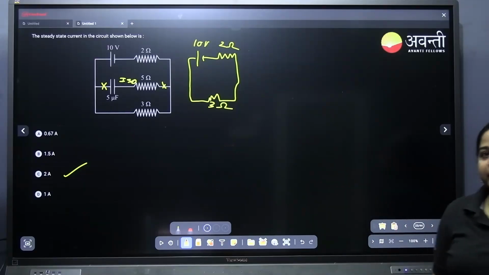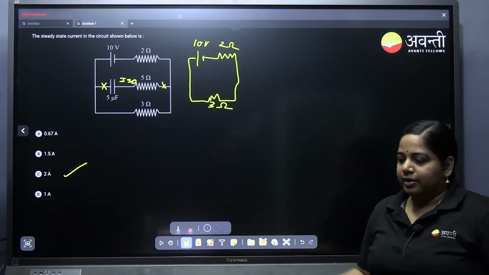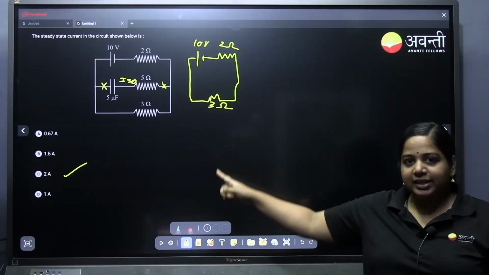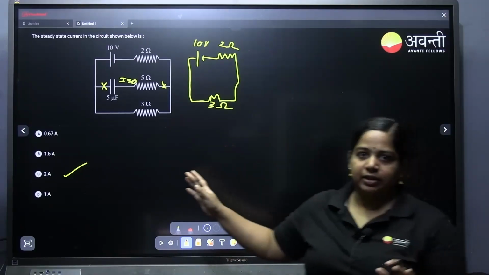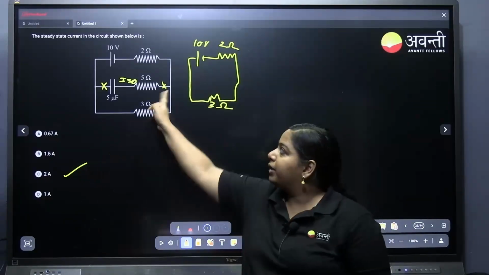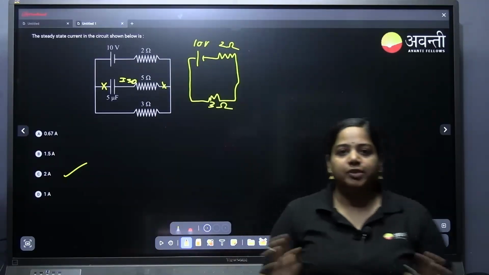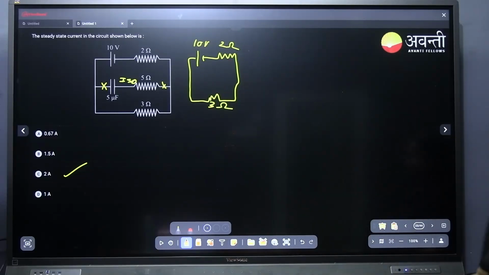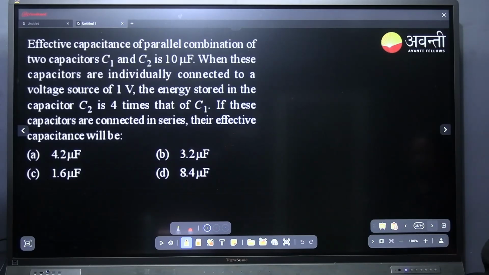Okay, everybody understood this? Code is steady state. When steady state term is there in the question, directly assume capacitor is having no current through it. That branch will have no current, rest will be easy to solve. Okay. I hope nobody is having doubt. Next one.